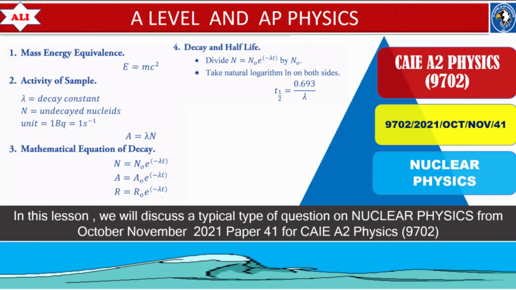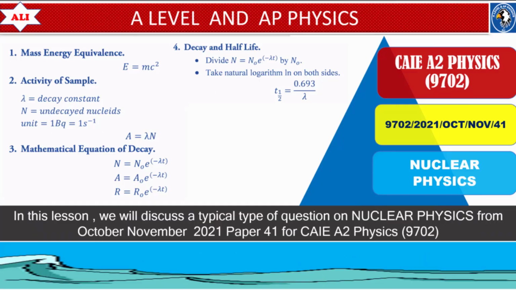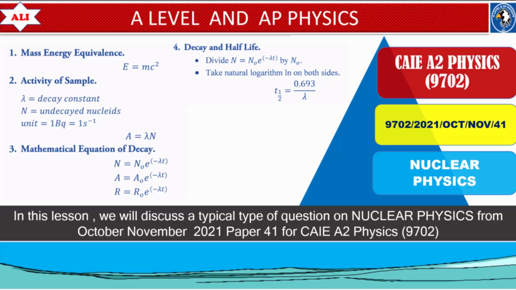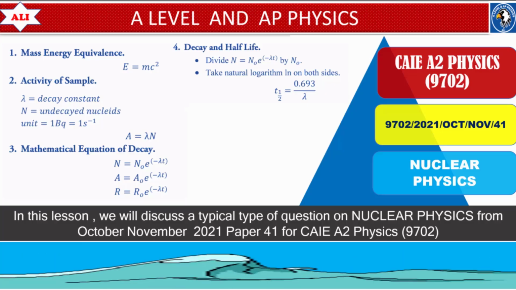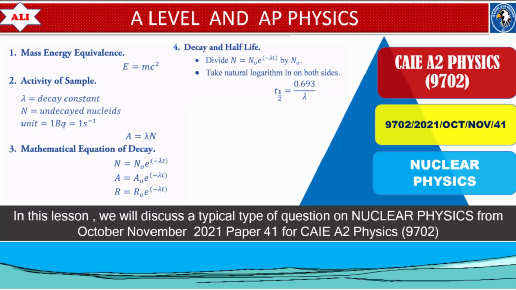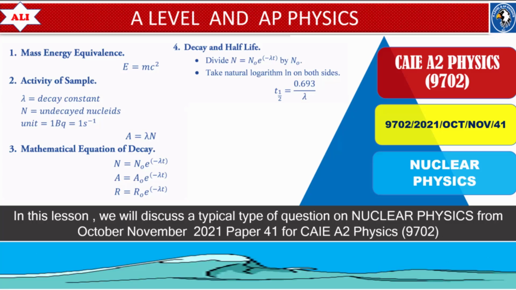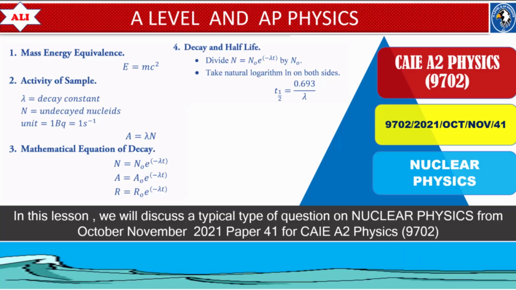Welcome to A-Level and AP Physics. In today's lesson, we will discuss an important past paper question on nuclear physics from October-November 2021, paper 4, variant 1. In this question, we will discuss how to define radioactive decay constant, and also how to calculate radioactive decay constant for any given sample.